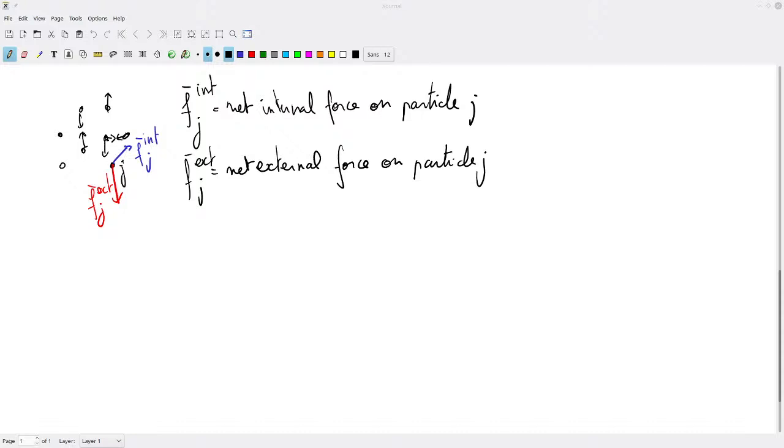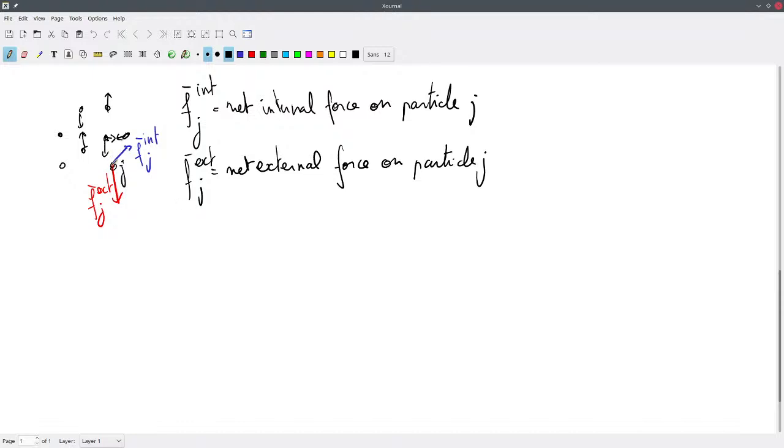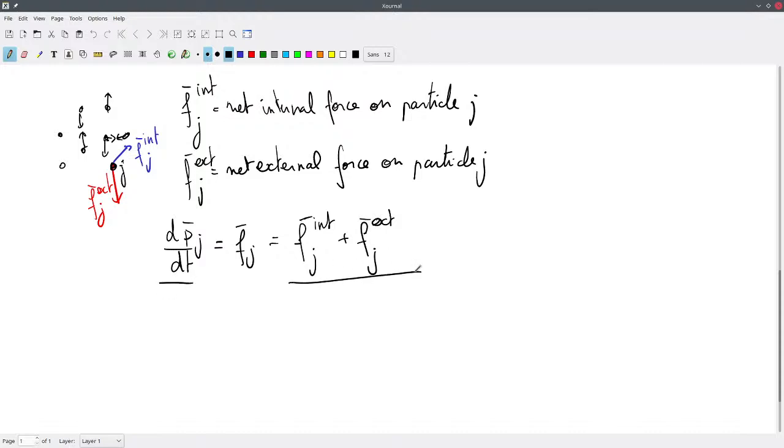So that means now that if we write the motion of particle J, the change in momentum of particle J over time will be the total force on particle J. So that's going to be the internal force on particle J plus the external force on particle J. That will describe the time derivative of the momentum, right? That's our equation of motion, which is that the force causes this change in momentum for particle J.